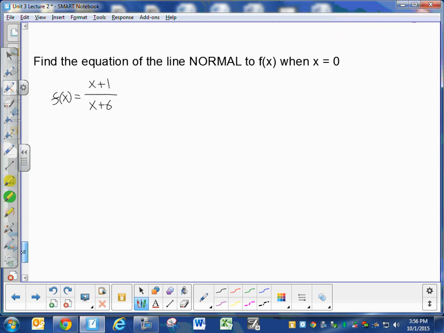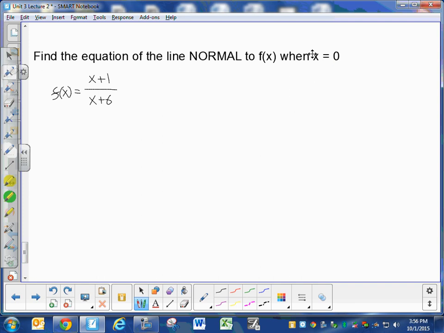Two more questions. Find the equation of the line normal to f of x when x is 0. Normal is just the same as perpendicular. So if my slope of my tangent equals 3, the normal slope would equal negative 1/3. Opposite reciprocal slopes, or slope is equal to negative 1 over the slope of a perpendicular. So first I'm going to find the point when x is 0, and I get 1 over 6. So that's the point on my equation where I need my normal line.